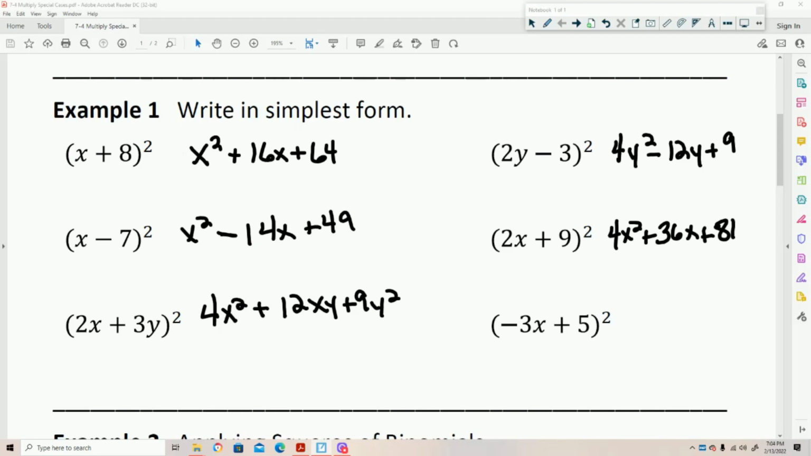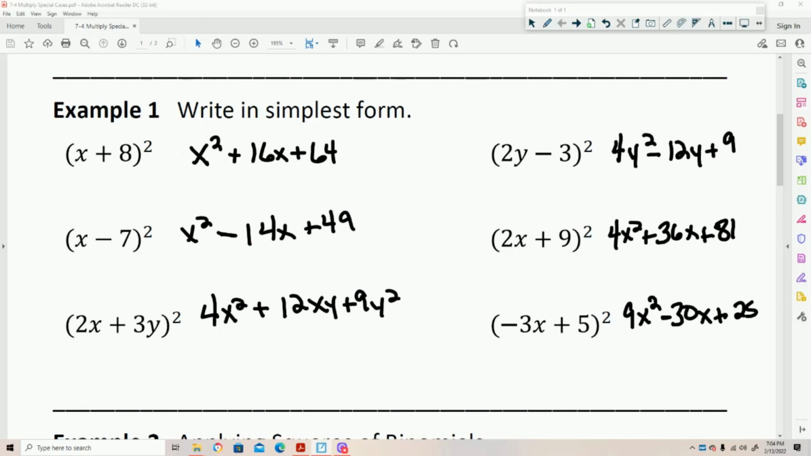Keep going. The last one in this example set, square the first term. We're going to get a positive 9x squared. The middle term, you multiply 2 times that times that. It's going to be a negative 30x. 2 times -3, well, it's -3 times 5 is -15 times 2 is -30. There's going to be an x with it. And then square the last term, you get 25.